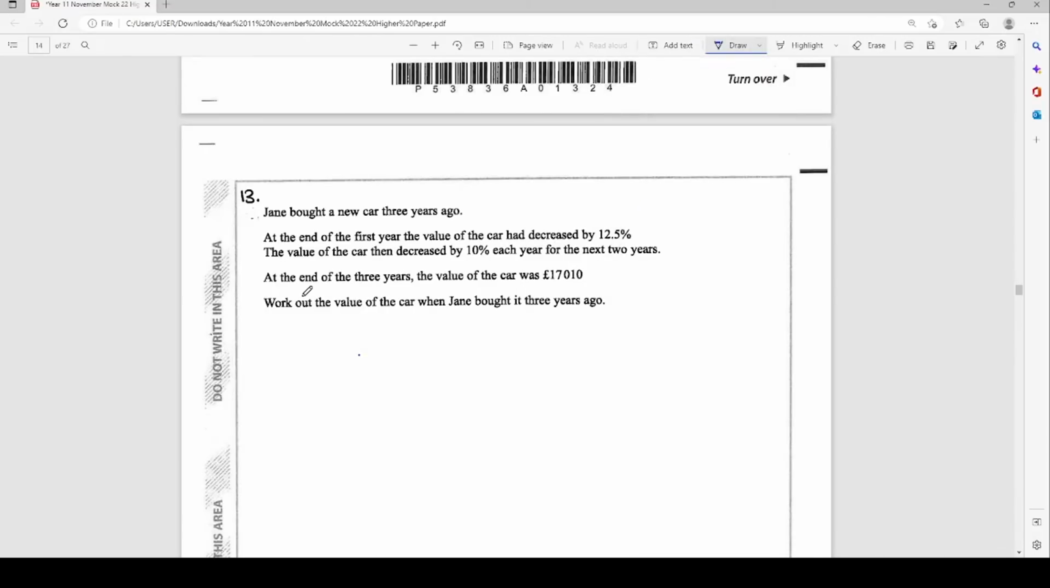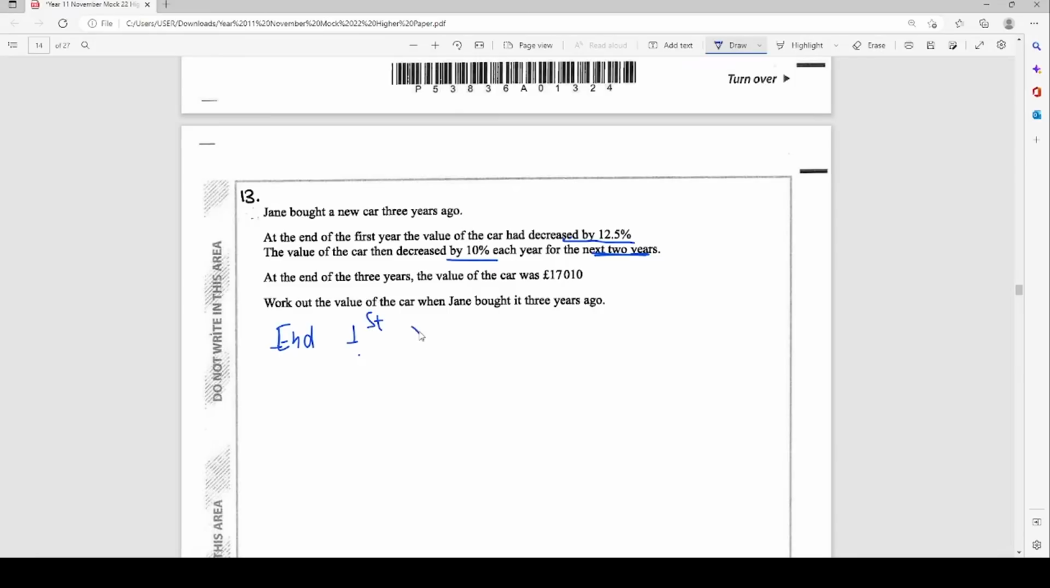So here is Jane. Jane bought a new car 3 years ago. Definitely not a very good investment decision in my opinion, because cars are a depreciating asset, and that's precisely what this question is telling you: at the end of the first year the value of the car has decreased by 12.5%. That's huge. The value of the car then decreased by 10% each year for the next 2 years. So what happened after the end of the first year?